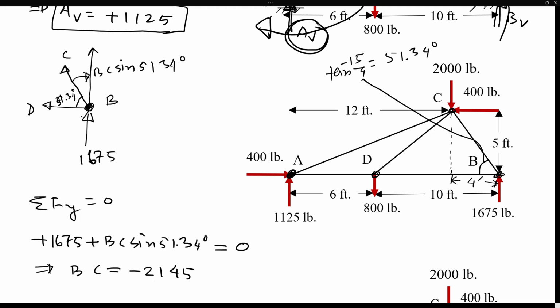Now here, negative 2145 pounds, meaning that the force is coming towards B instead of going away. So our original direction this way was wrong. The actual direction was pushing, compressing the point B. So this is in compression.